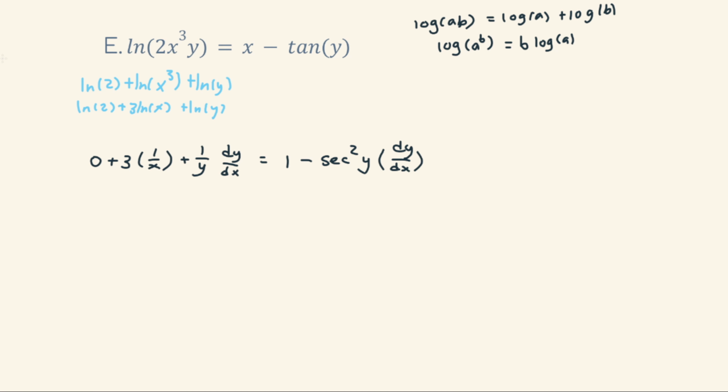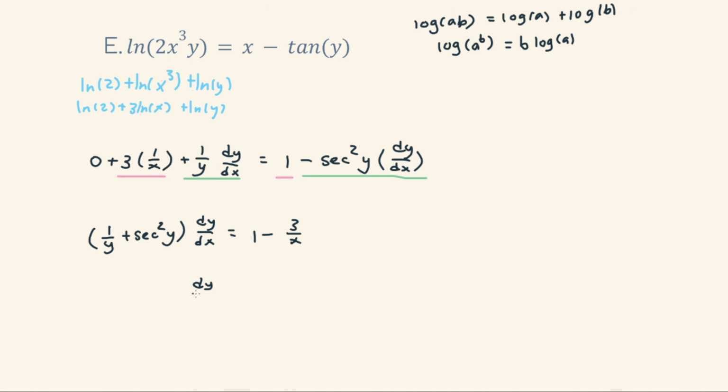Now, here we've got terms with dy over dx, and this one doesn't have dy over dx. So let's push those green terms to the left and factor out my dy over dx. We've got 1 over y plus secant squared y. Now we're going to factor out the dy over dx, and here we've got 1 minus 3 over x. And now we just have to divide both sides by this thing in the brackets.